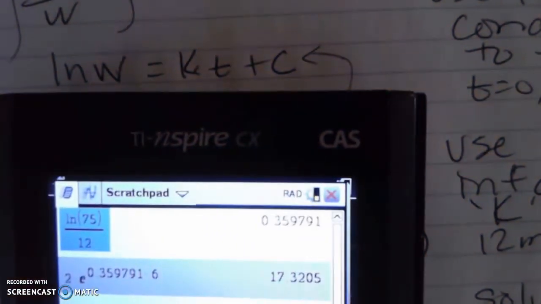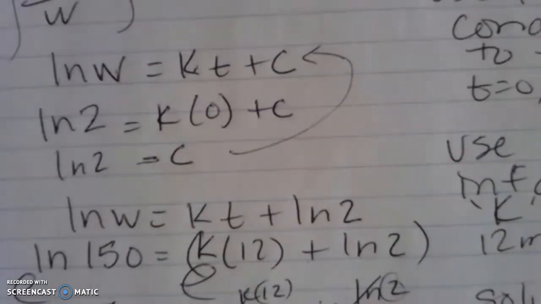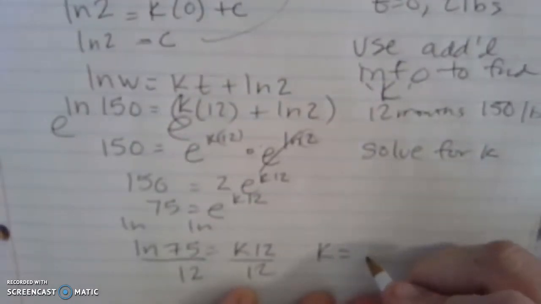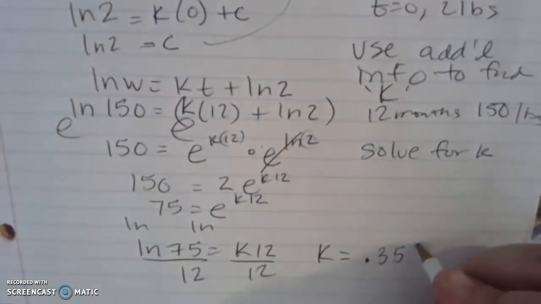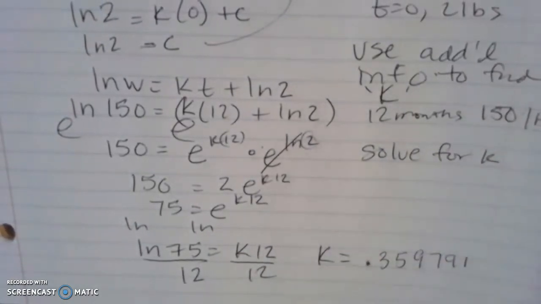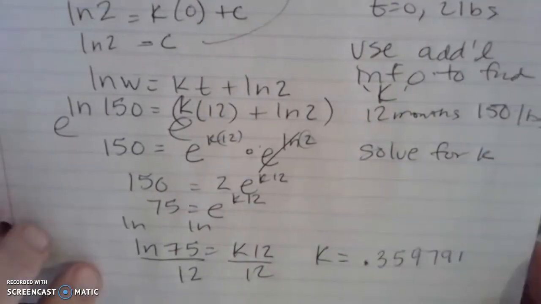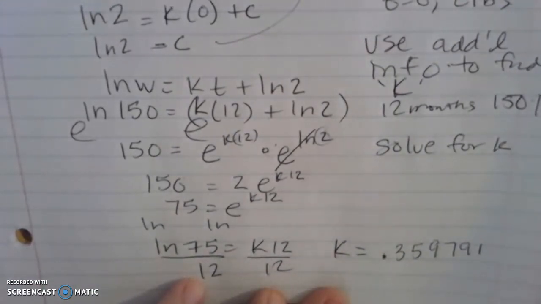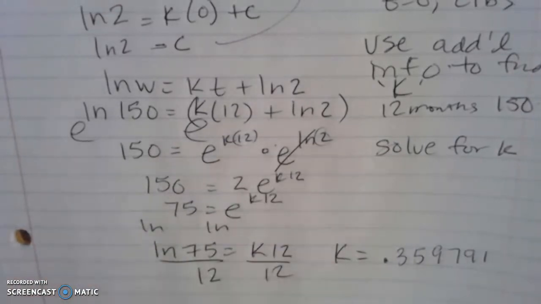ln of 75 divided by 12, and it gives me 0.359791. So I'm going to go back here, and I get k equals 0.359791. I could round it, but I'm going to try to keep as many decimals as possible to be more accurate. And what am I going to do with this? Well, now I know my scale factor, I can go back here and plug it in right here.